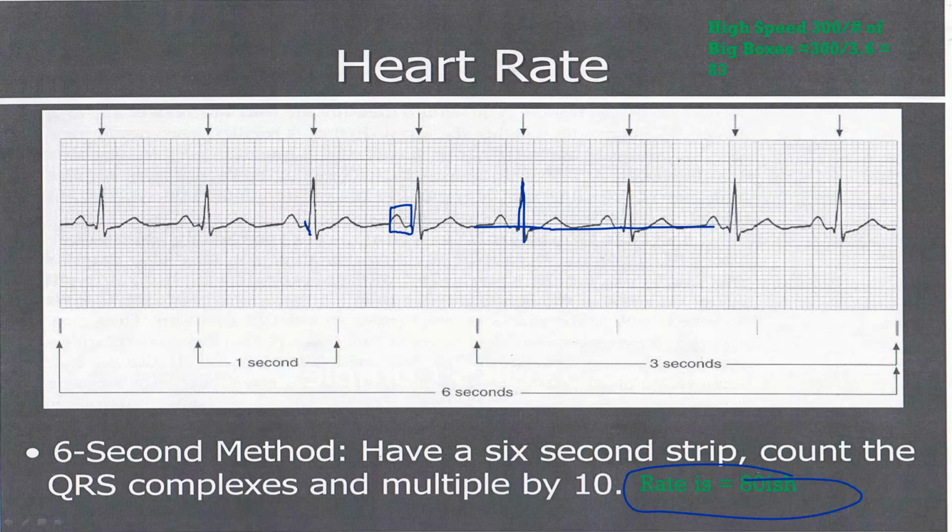If you want to be super high speed, you can take 300 divided by the number of big boxes in between the R to R's. So you see it's about 1, 2, 3, and we're giving a little bit of credit there. It's about 3.6 big boxes, and that will actually give you a heart rate of about 83. That's such an ICU thing to do. So all my ICU nurses enjoy doing that. For us in basic nursing, it's between 80 and 90.